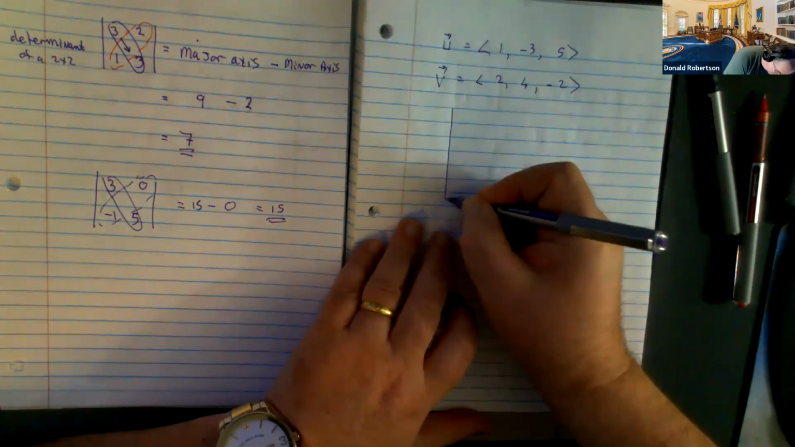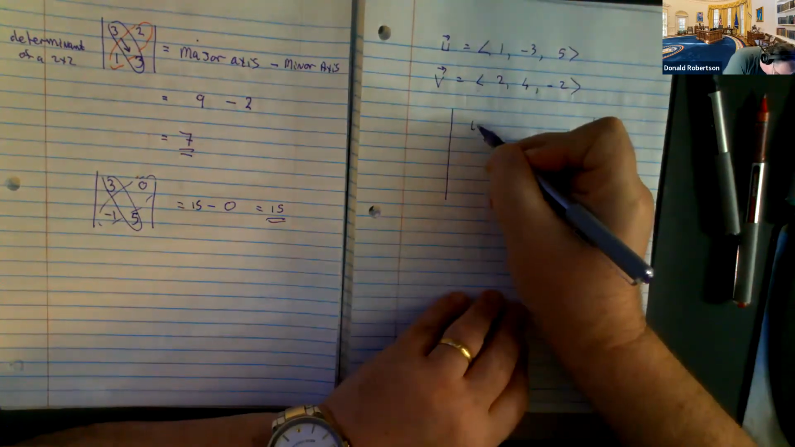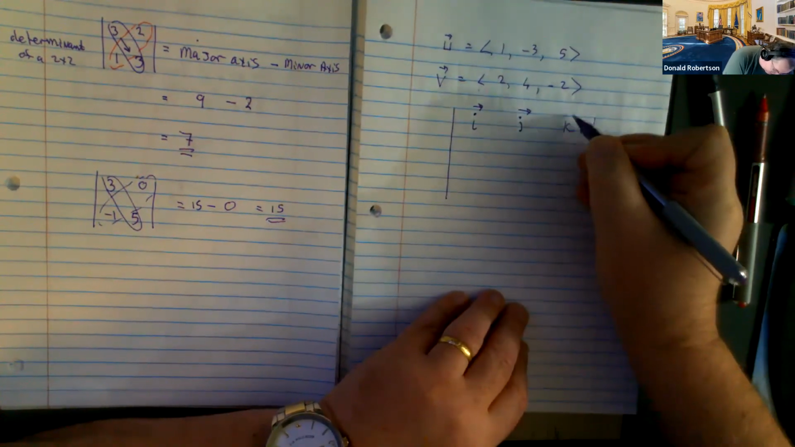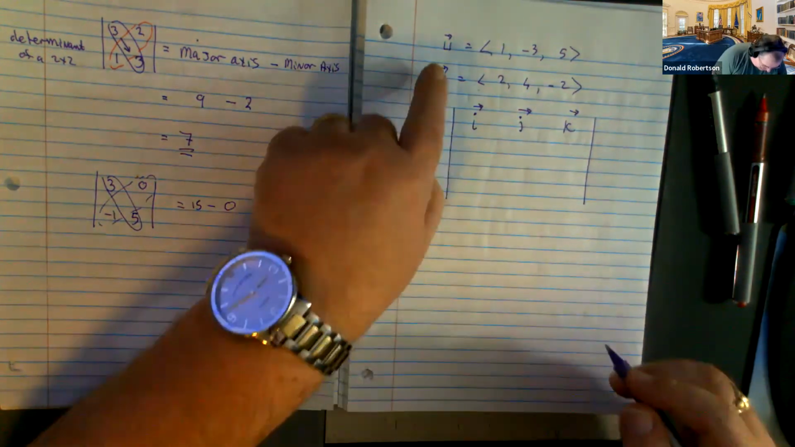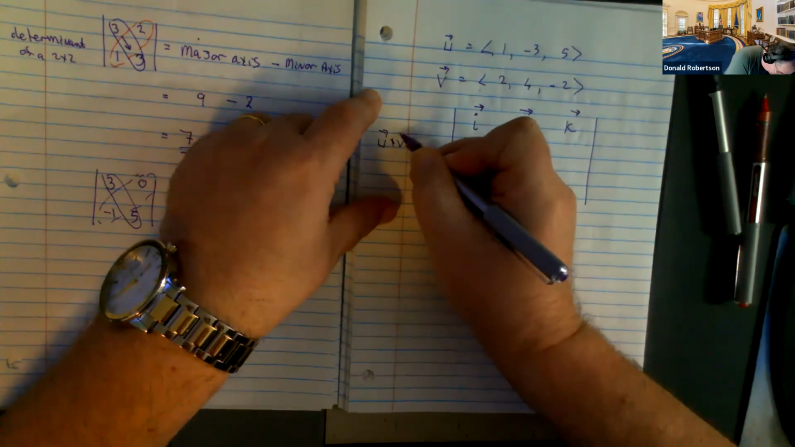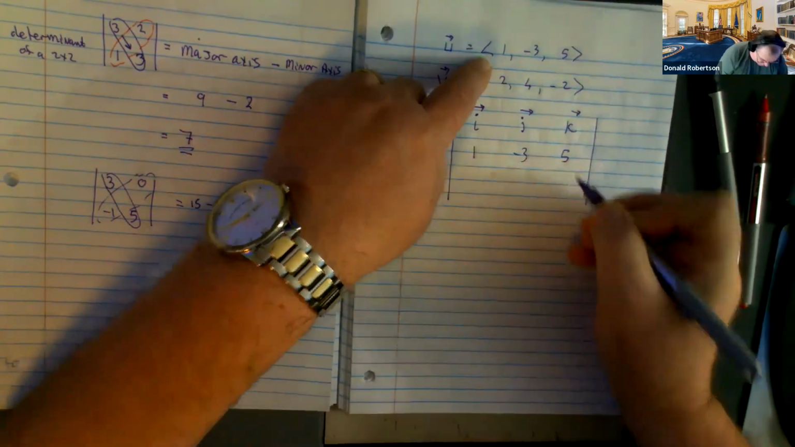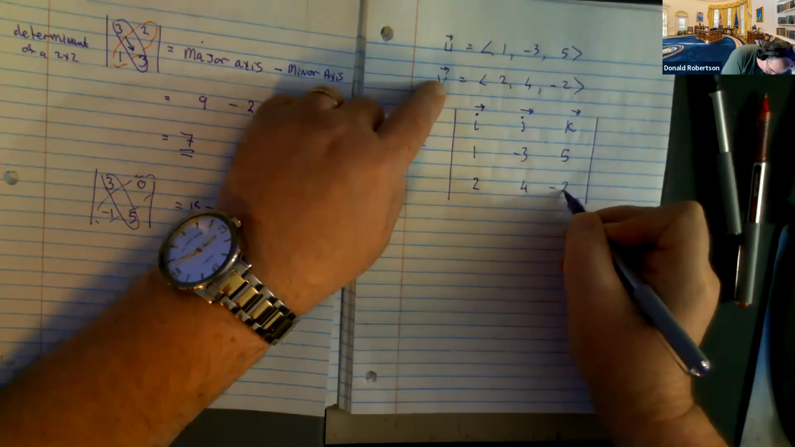You will set up a 3 by 3 matrix. The top row is going to be i, j, and k. You remember those guys I don't like, the i, j, k guys? This is the only time I actually like them. They are helpful. The second row should be this guy, because we are going to find u cross v, the cross product. So you write down 1, -3, 5.